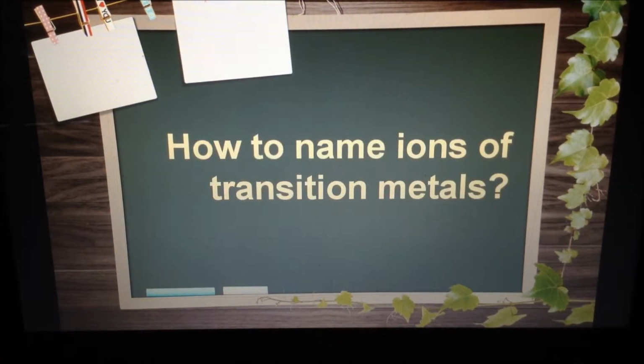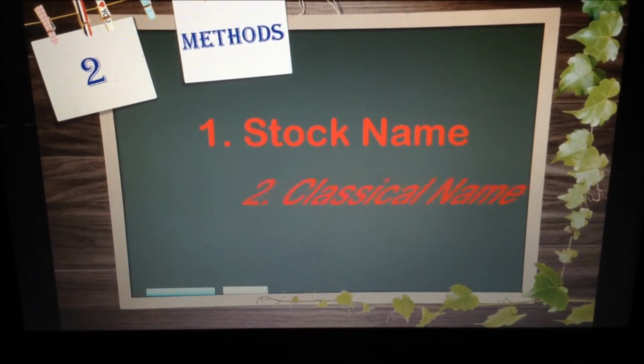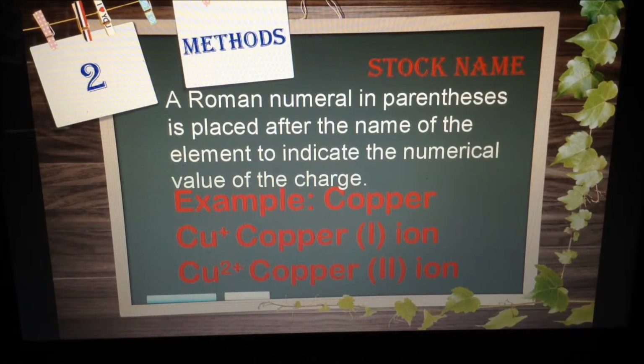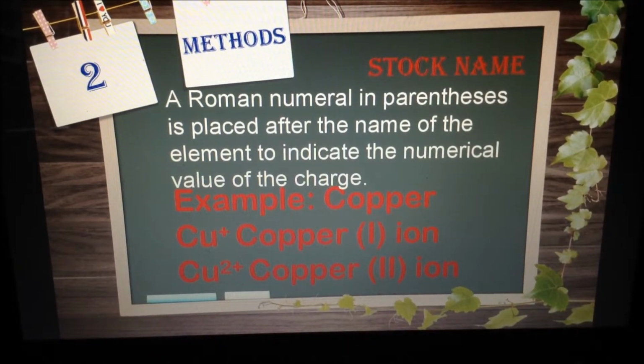There are two methods to name the ions of transition metals. One is by using the Stock system. And the other one is classical name, but I prefer to use the Stock system or stock name because it's much easier than using classical name. In the Stock system, a Roman numeral in parentheses is placed after the name of the element to indicate the numeric value of the charge. Here's an example.